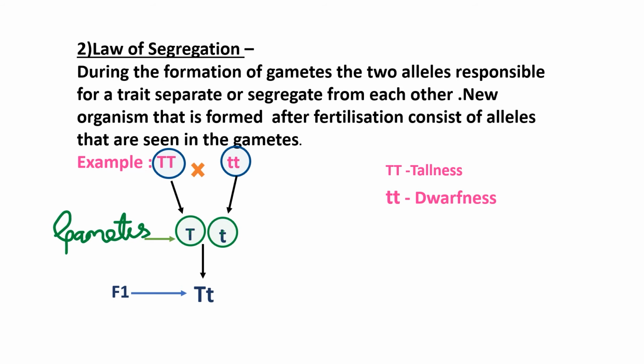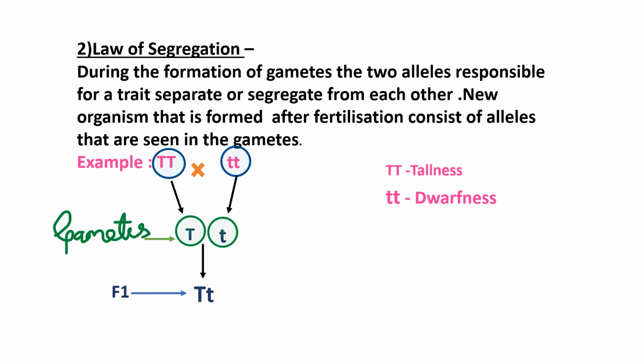See, here there is a homozygous tall plant and a homozygous dwarf plant. So there's a pair. The allele is paired. We know that allele is a pair of genes. But in gametes, they got separated. Both capital T didn't come to the male gamete. Only one came into the gamete. Only capital T came, and here only small t. They came individually. They didn't come in pair.